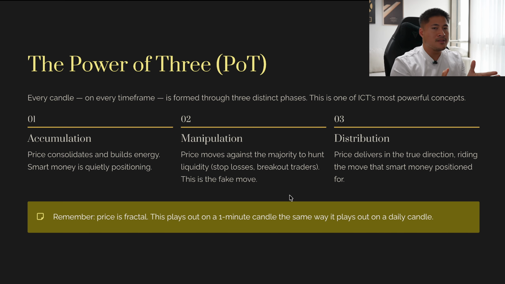Because if it was playing out on every single candle, everybody would know it. Everybody would trade that strategy, right? And everybody would be profitable. But obviously that's not the case. So that's why it's very important for you to understand that this is only a concept for you to understand, not a strict guideline you need to follow, all right?